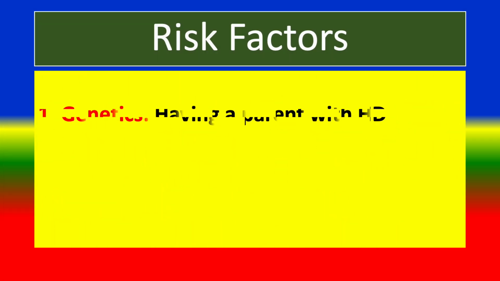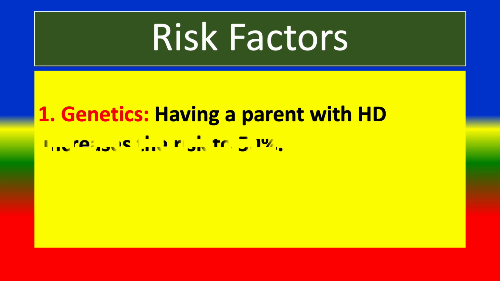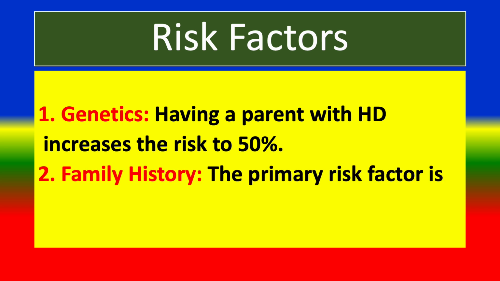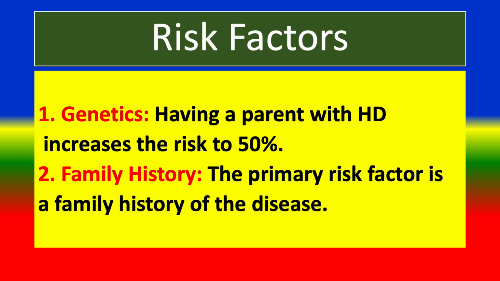Risk factors. 1. Genetic: having a parent with HD increases risk to 50%. 2. Family history: the primary risk factor is a family history of the disease.